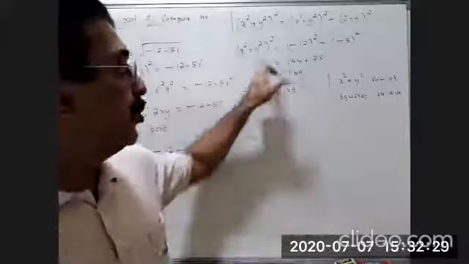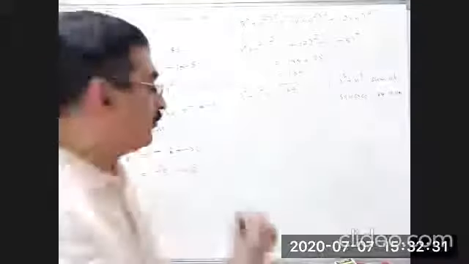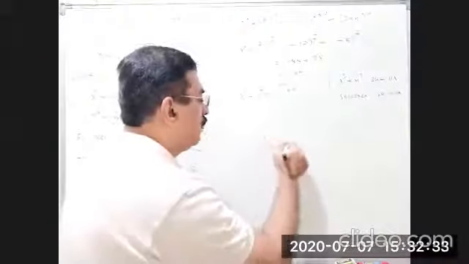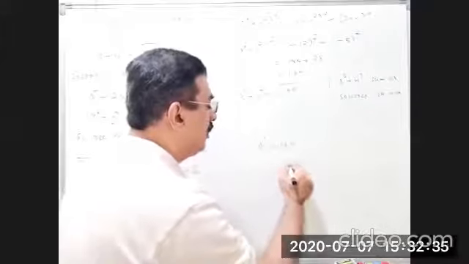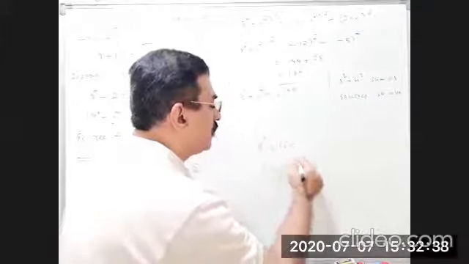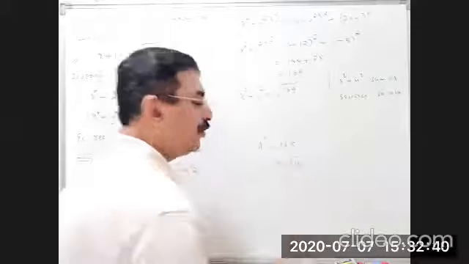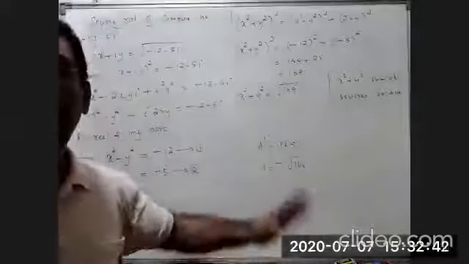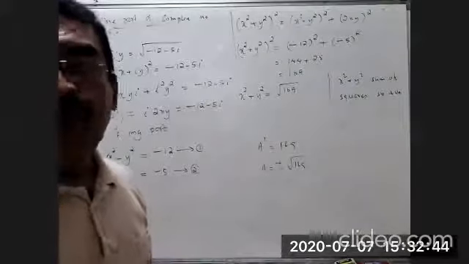See, something whole square is 169. If a square is 169, what is a? Is it just root 169? No, it is plus or minus. It can be plus 13 or minus 13. So positive square root and negative square root.